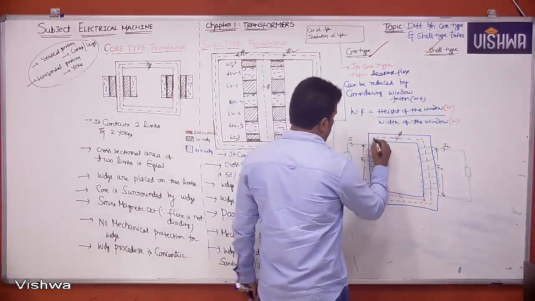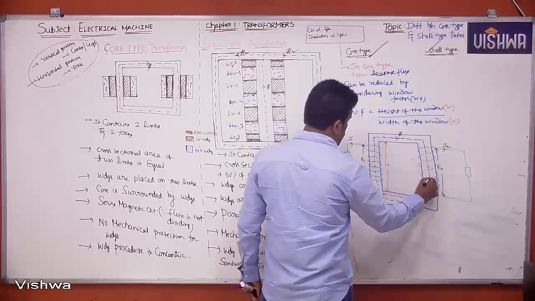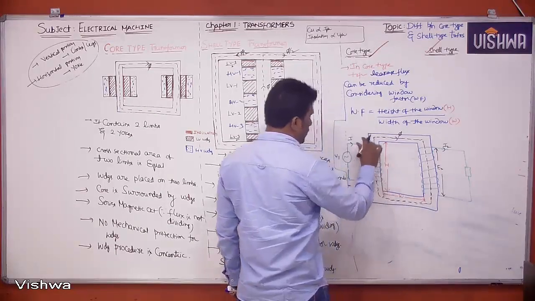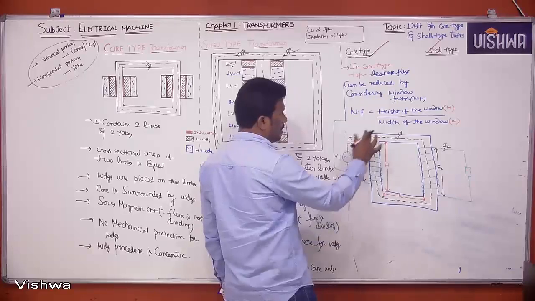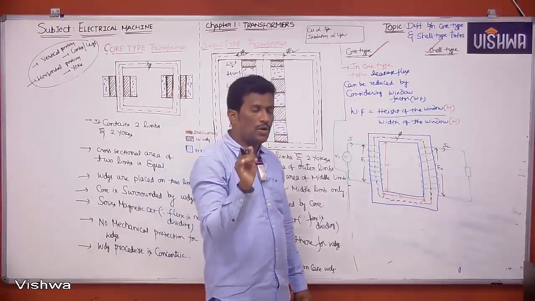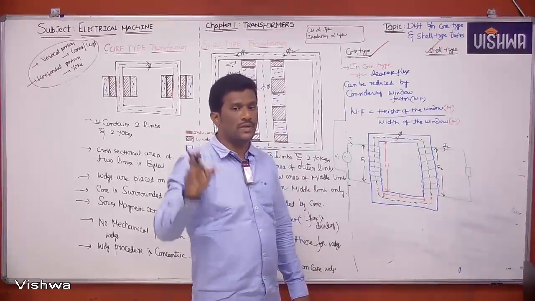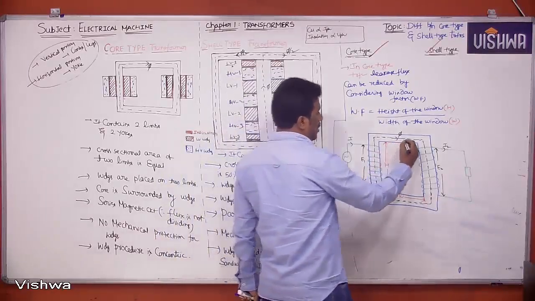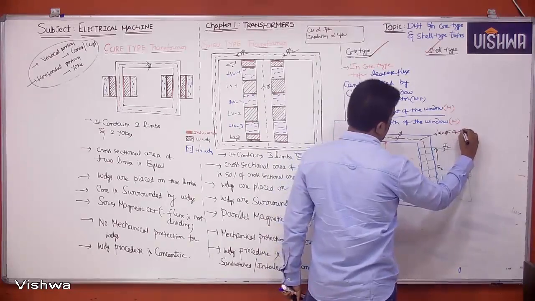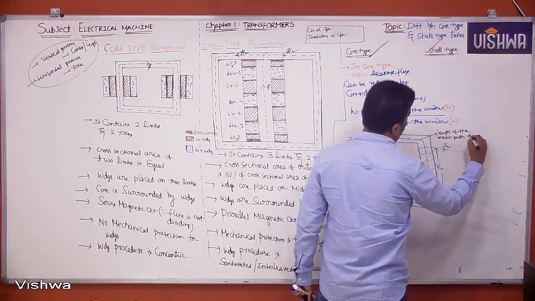Here, what I want to ask is about these black dotted lines I just showed. This is the path of your core flux. I want to differentiate two words: core flux and leakage flux. This dotted line is nothing but the length of the mean path of core flux.